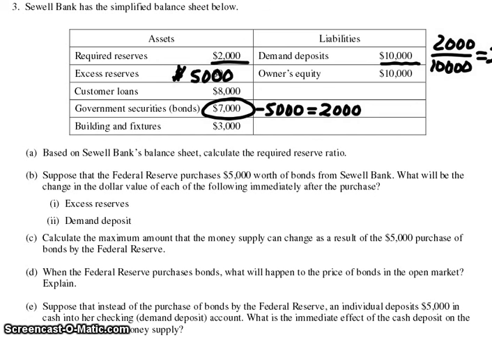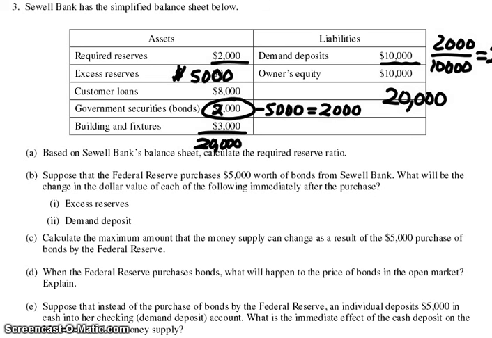So excess reserves are now 5,000, and the demand deposits are on the liability side. There were no new deposits. The Federal Reserve's purchase of these bonds from Sewell Bank goes directly to excess reserves. They have no impact on demand deposits. We keep the relationship here of a total of $20,000 over here. When the 7,000 becomes 2,000 and excess becomes 5,000 from 0, if we were to add these up, it's still all equal to 20,000. So we've maintained that rule there.